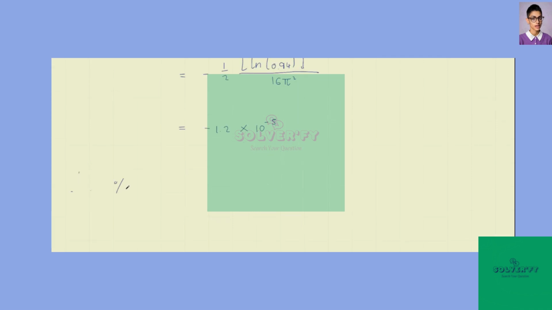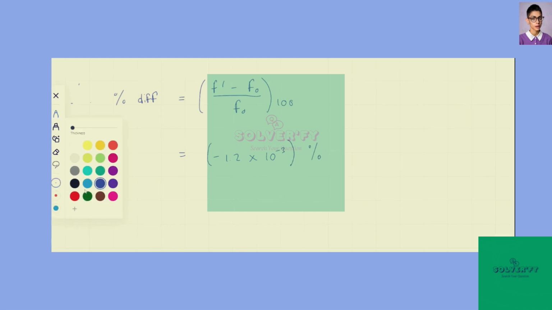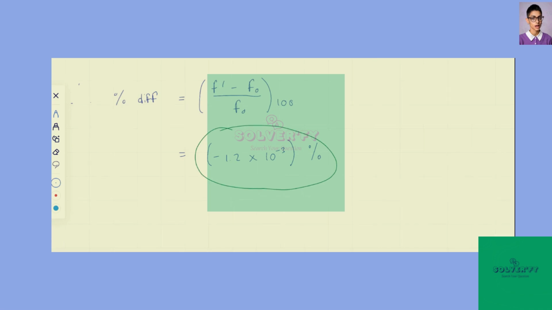So therefore, as a percentage difference, this is equal to f prime minus the natural frequency f naught divided by f naught simply multiplied by 100. So this is equal to minus 1.2 times 10 to the minus 3 as a percentage. And that's our first answer, the percentage that the frequency differs from the natural frequency f naught.